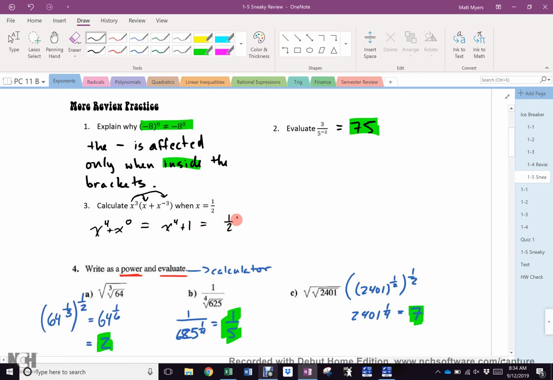X to the 4th is 1/2. So it is 1/2 to the 4th plus 1, which is 1 over 2 to the 4th plus 1, which is 1 over 16 plus 1, which is 1/16 plus 16 sixteenths to get 17 sixteenths. Good? Excellent.